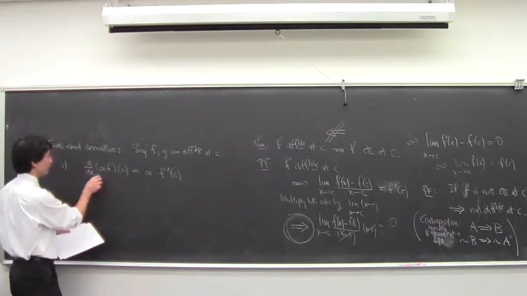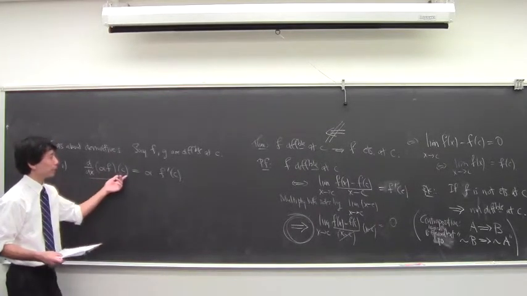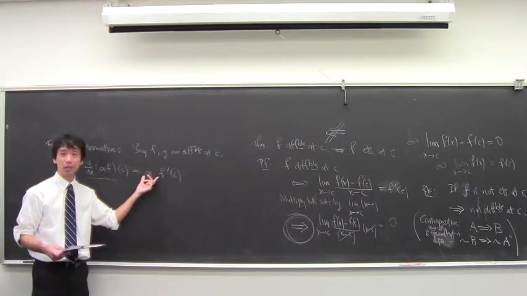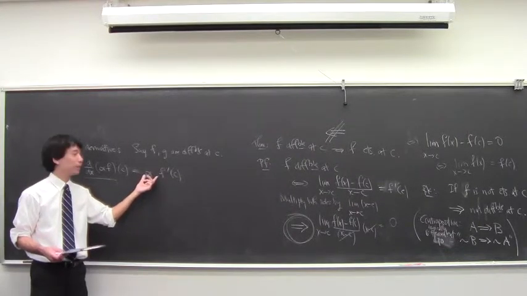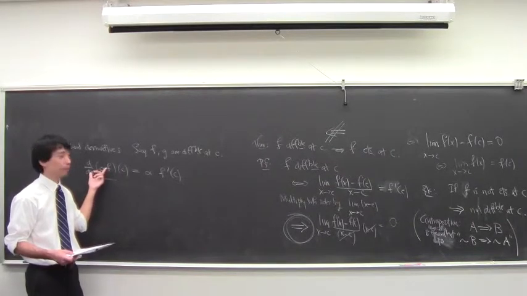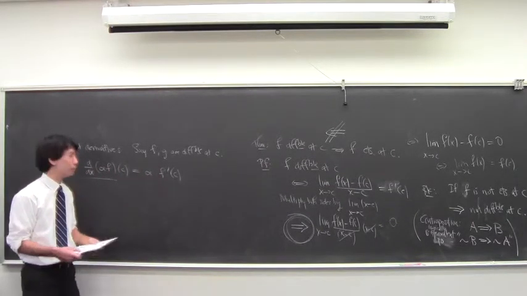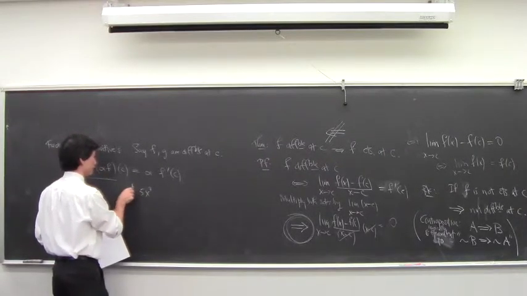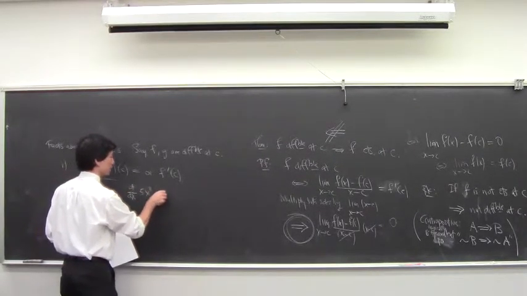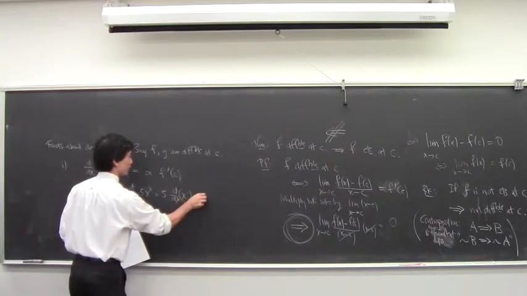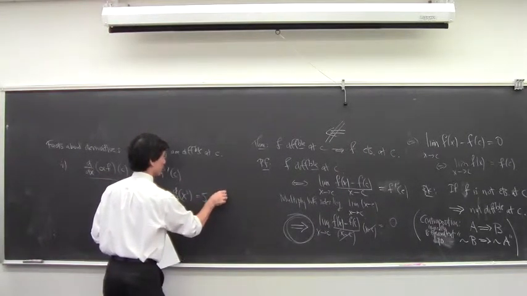The derivative of some function at c is going to be that constant times the derivative. So it's again a commutation statement. You can either multiply by a number first and then differentiate, or you can differentiate and then multiply by the number. So if I have 5x cubed and I want to differentiate that, that's the same thing as 5 times the derivative of x cubed. So 5 times 3x squared.